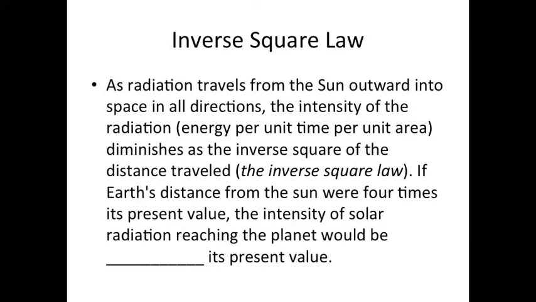Let's try a problem. As radiation travels from the sun outward into space in all directions, the intensity of the radiation, or energy per unit time per unit area, diminishes as the inverse square of the distance traveled, such as the inverse square law. If Earth's distance from the sun were 4 times its present value, the intensity of solar radiation reaching the planet would be what of its present value?